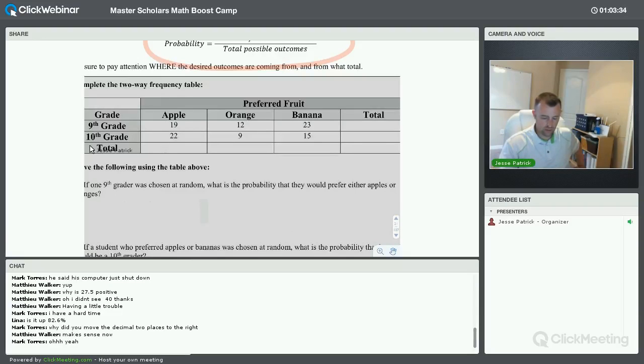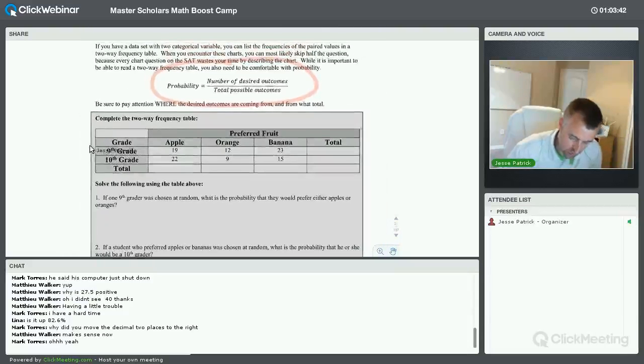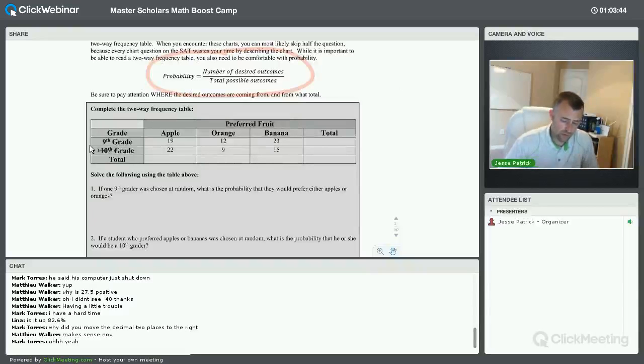In this case, before I even start looking at the questions below, I've got to fill this chart out. That means I need to add up all my totals. For instance, my apples, this column right here, I add these numbers up. 19 plus 22 is 41. 12 plus 9 is 21. 23 plus 15 is 38. You're just adding all these up. That's what you need to be doing.